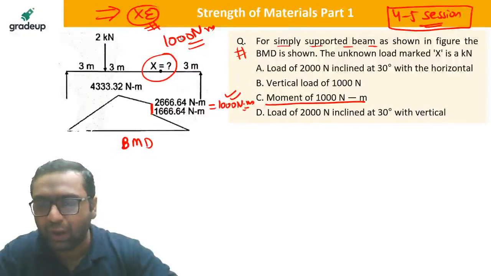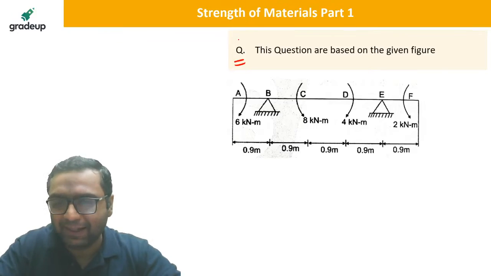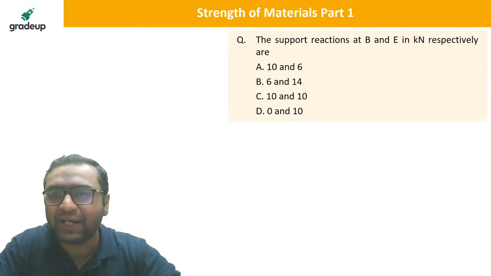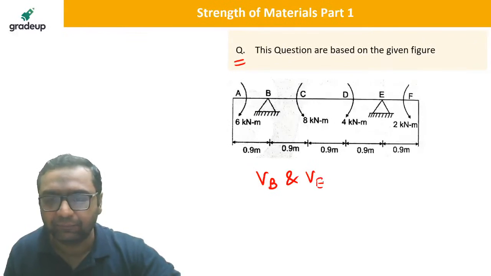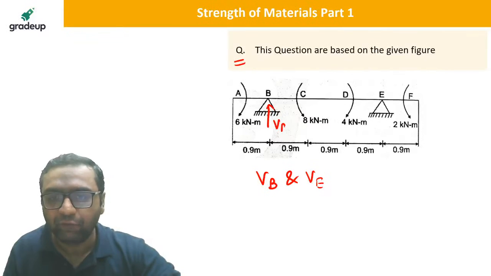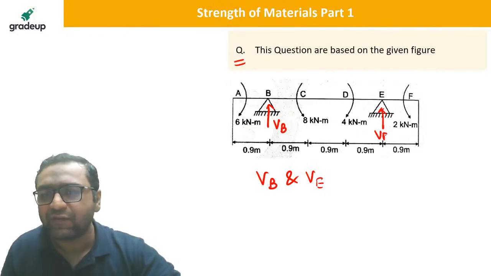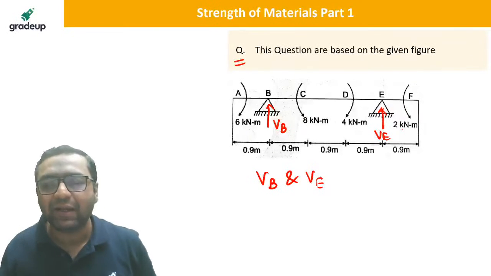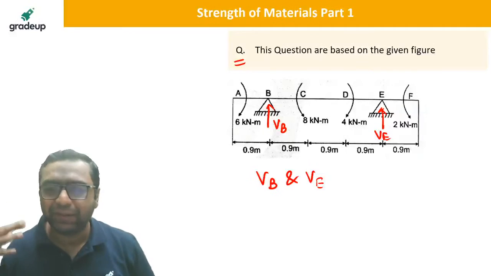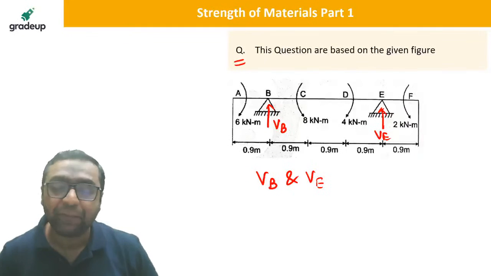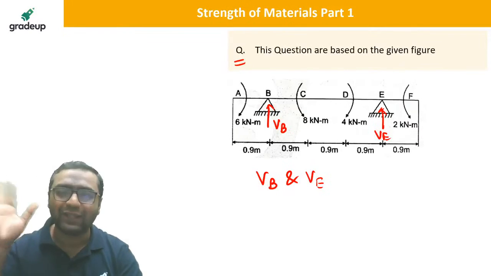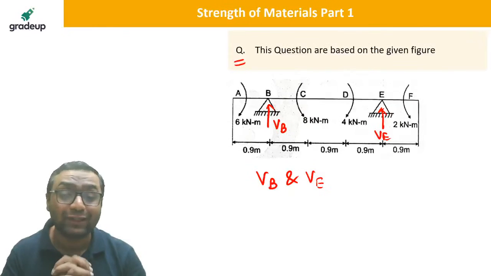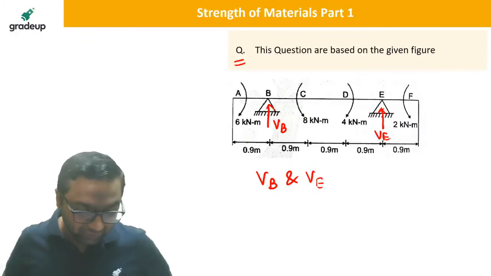On the app also, Rohan, J Kumar, all of you have given the right answer. The next question is this one, and here I am asking you the support reactions at B and E. You need to tell me VB and VE. This is a universal question for all the examinations. It has been asked in civil engineering, ESE. It has been asked in mechanical also, ISRO once, and DRDO also once. This has been asked in nearly all the examinations. So guys, such kind of question you should never leave. That's why we are doing this.